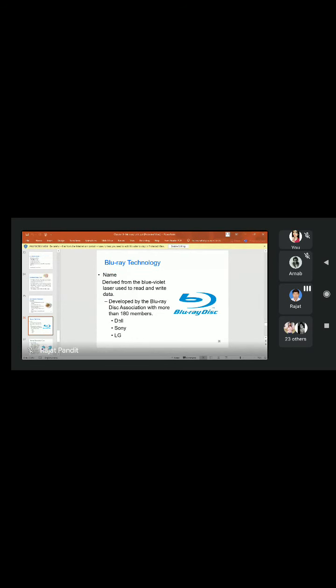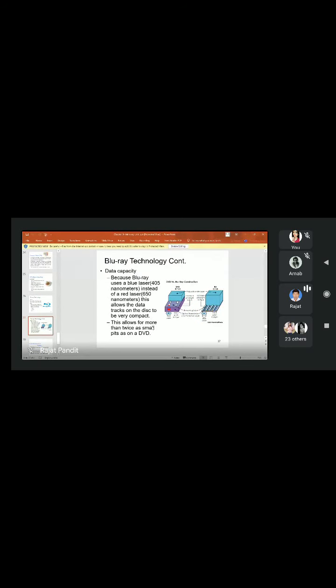Then the Blu-ray disc is used, which uses Blu-ray technology. The name is derived from the blue-violet laser used to read and write data. It was developed by the Blu-ray Disc Association with more than 180 members, such as Dell, Sony, LG, and so on. This is your Blu-ray technology.